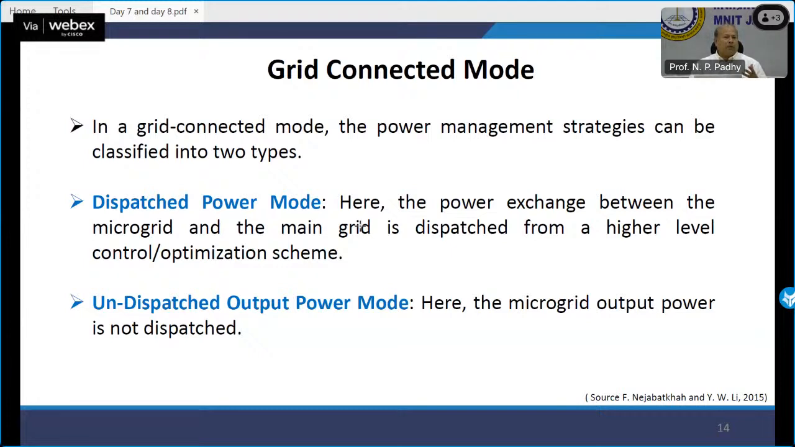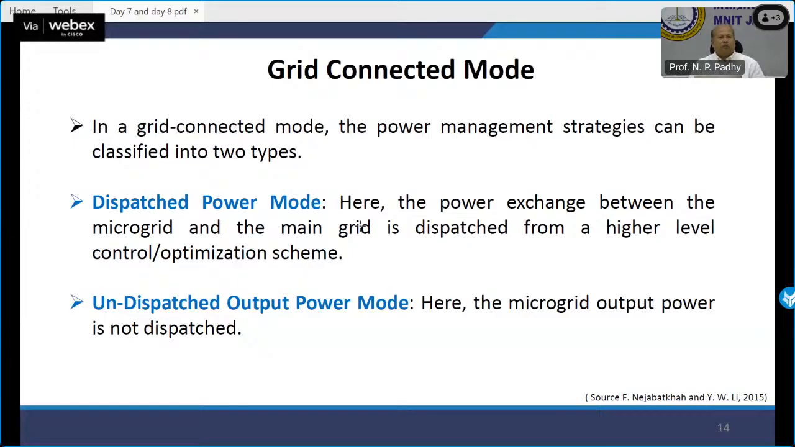So when you talk about power management strategy, it means you have load. That load needs to be met by many generating sources within the AC-DC microgrid as well as the storage devices. So that is what we call power management strategies. And the grid is also there with you. So there are two different modes of operation through which power management strategies are deployed. One is dispatched power mode. The other one is undispatched output power mode.